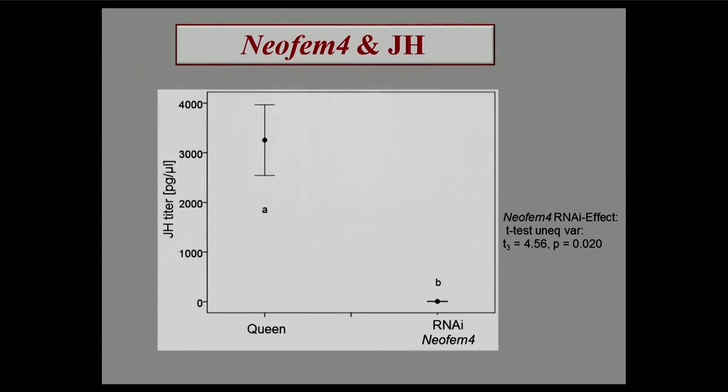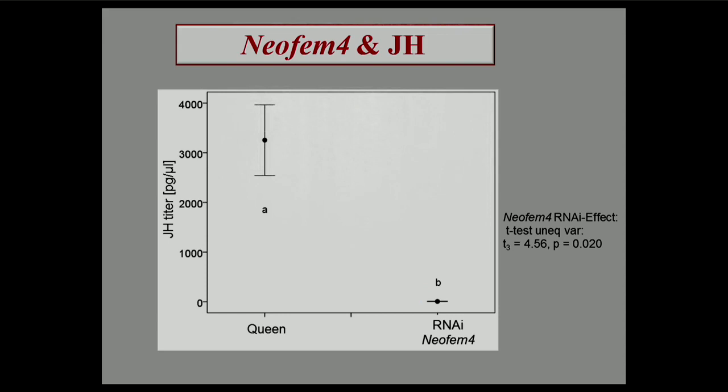In the next step, we wanted to look at whether NeoFEM4 interacts with JH, and therefore Klaus measured the JH titers in queens where we knock down the NeoFEM4 gene. You see the measurements here. After knocking down NeoFEM4, the JH titer is dropping drastically. So this implies that NeoFEM4 is somehow regulating the JH titers.